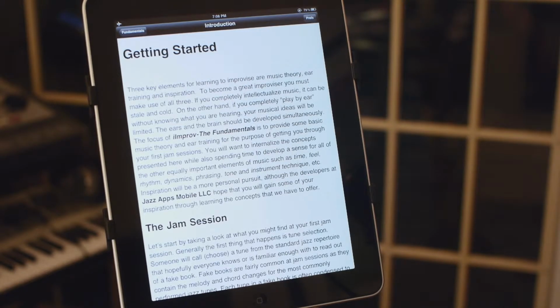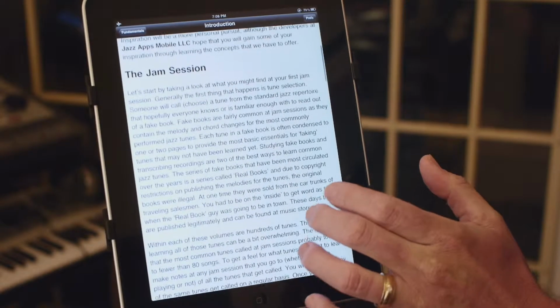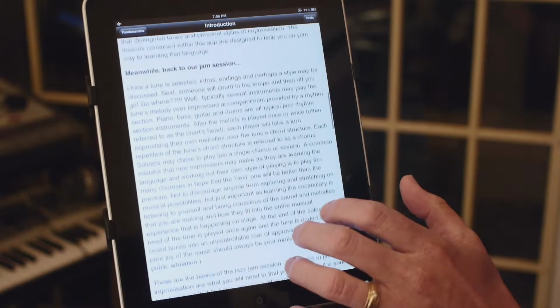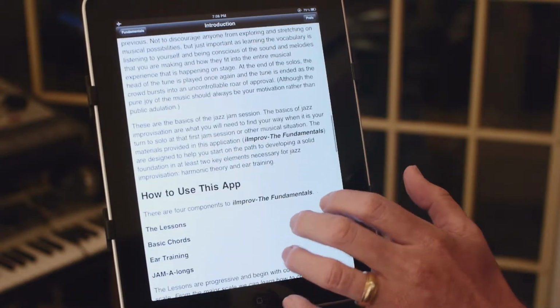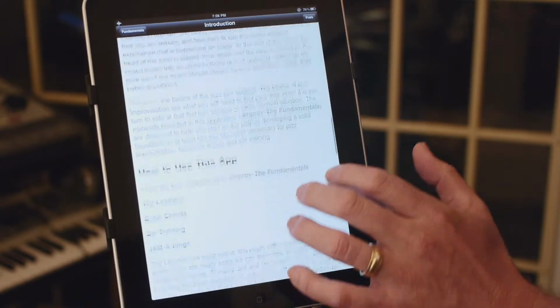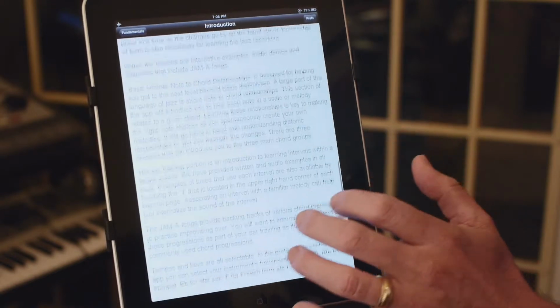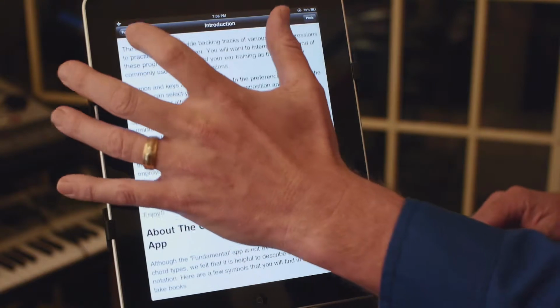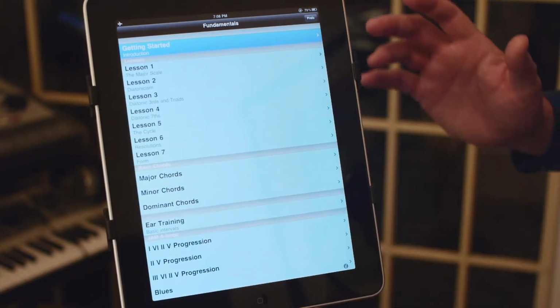There's quite a bit of an introduction. And Fundamentals starts very basic, and then it moves very fast from there. In the intro, we're introducing you to the jam session, what you're going to experience for the first time, and kind of break down what's going on if you're going to your first jam sessions. And a breakdown of how to use the app and some nomenclature here so you can get through the chord symbols. From there, it goes into lessons.